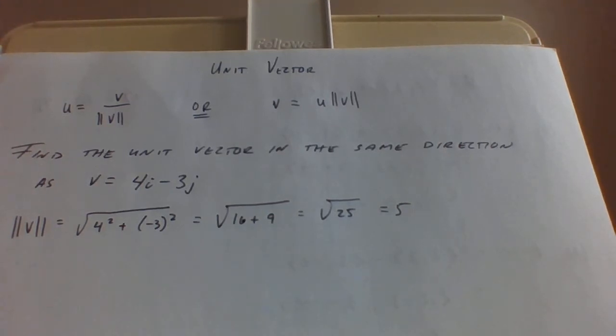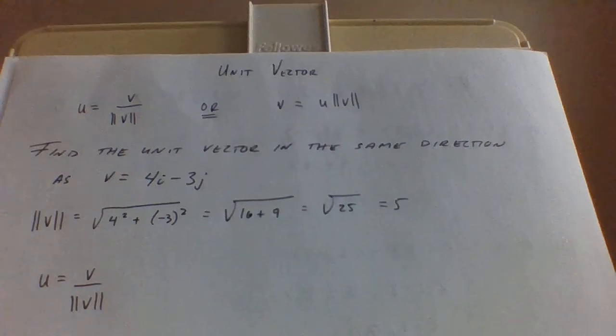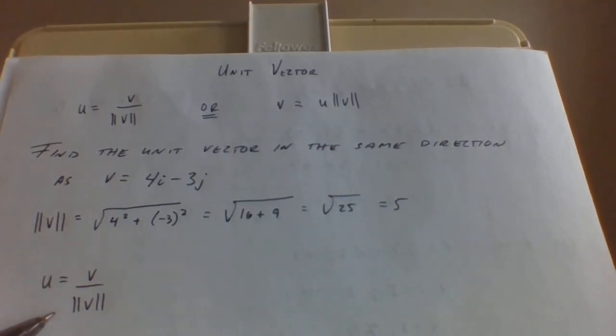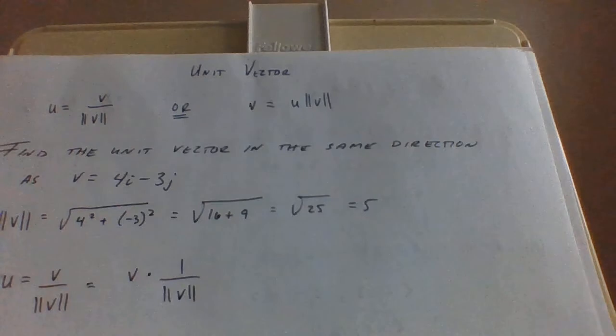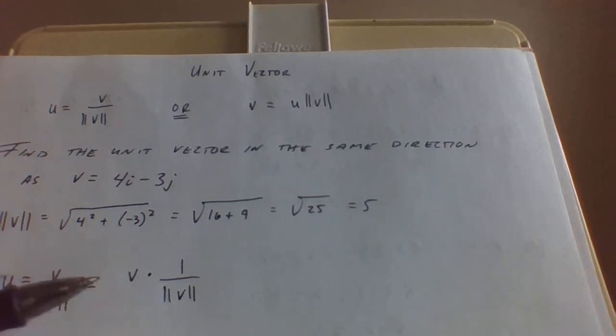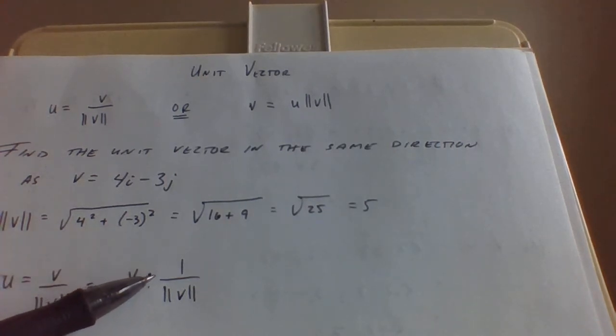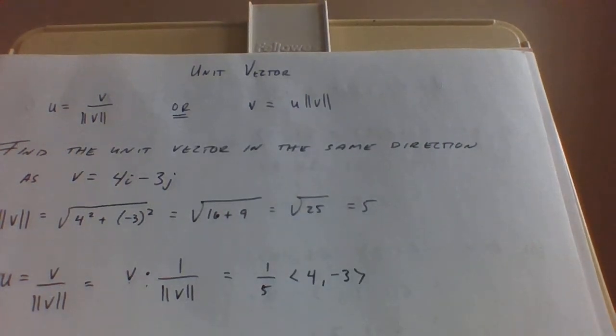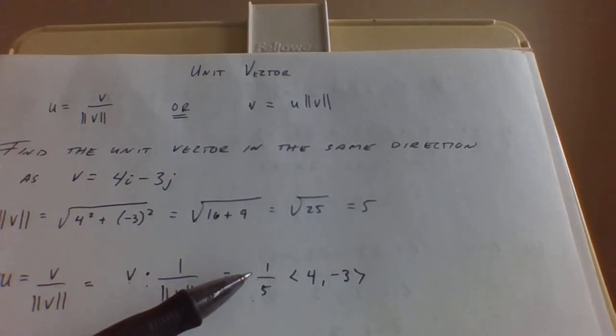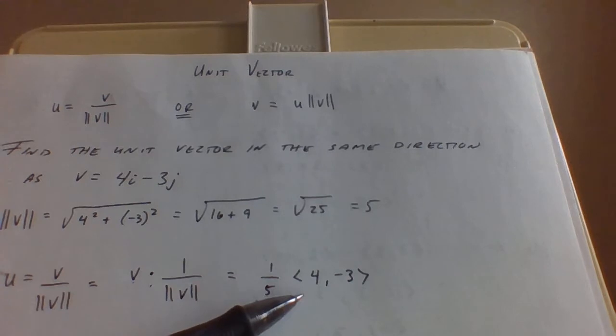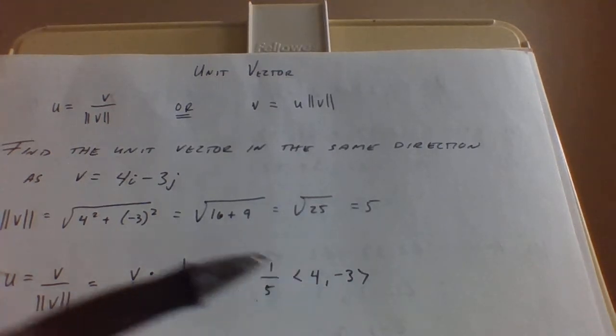Let's go take a look at our unit vector formula. I'm going to go ahead and make one small edit to this formula just to make things a little bit more clear as we move forward. Keep in mind, this fraction is the same thing as saying vector v times 1 over the magnitude of v. The magnitude of v was 5, so we have 1/5 times vector v, which is the vector 4, negative 3.